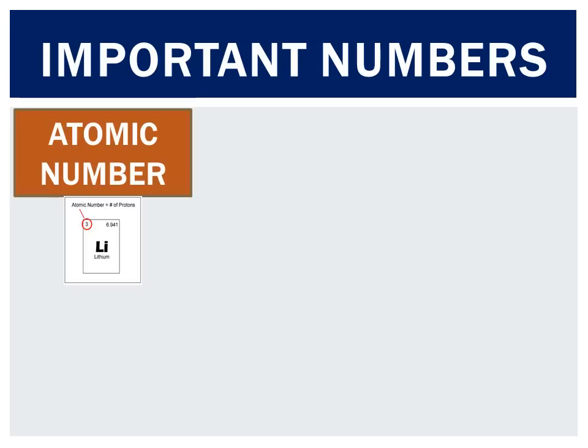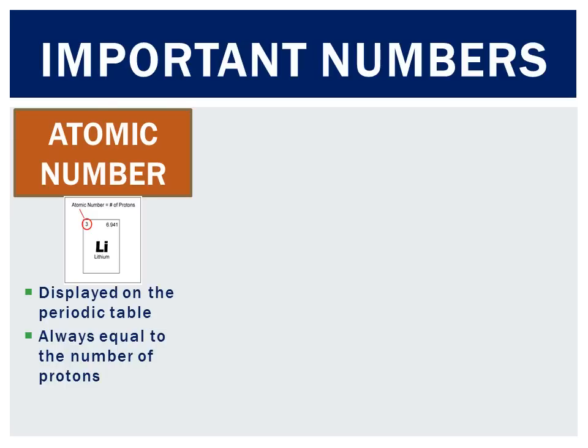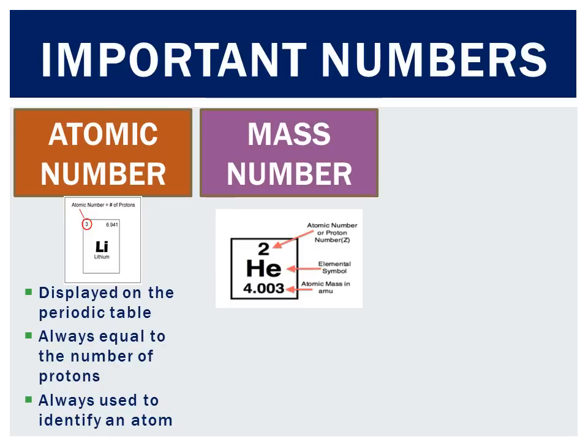So the important numbers. First is the atomic number. That is the main number above the element on the periodic table. It's always equal to the number of protons, and every element has a unique atomic number that's used to identify the atom. So for example, lithium always has the atomic number of 3.